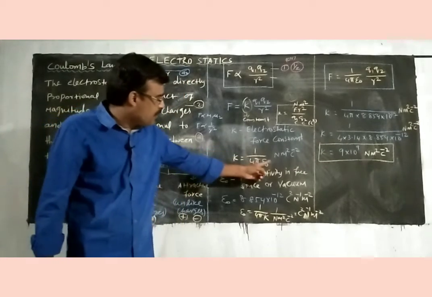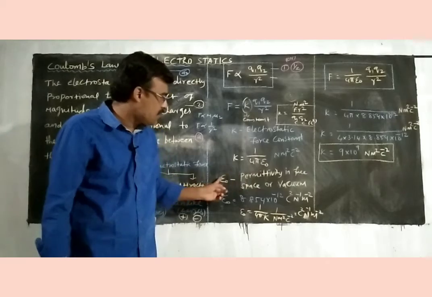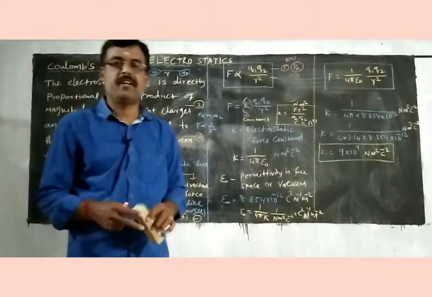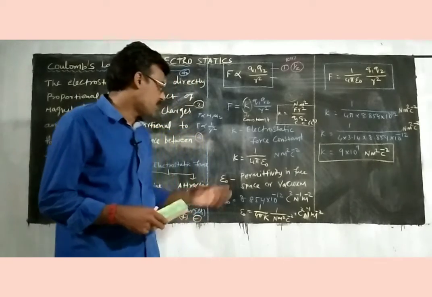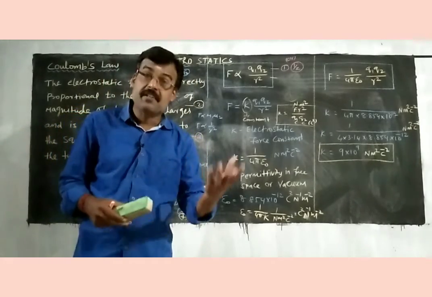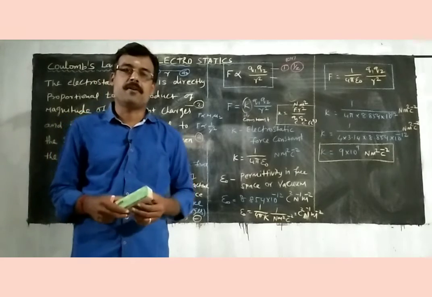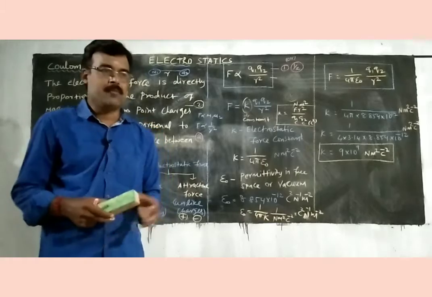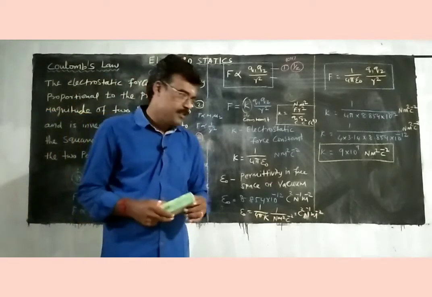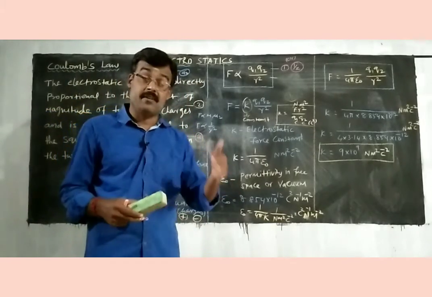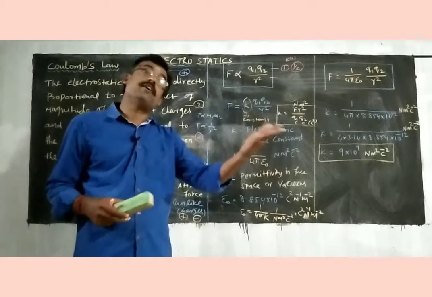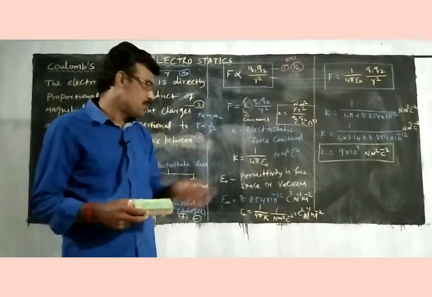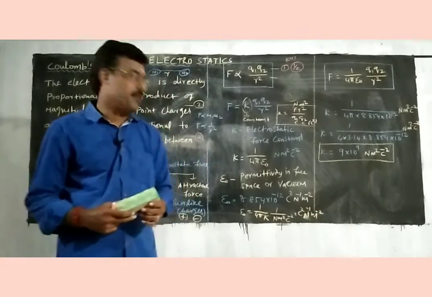And this particular thing, epsilon naught, is nothing but the permittivity of free space or vacuum. Actually, this is the ability to penetrate through the medium. There is a concept later on we are going to study about, the electric field lines. The ability to penetrate through the medium is how electric field lines or force pass through the medium.